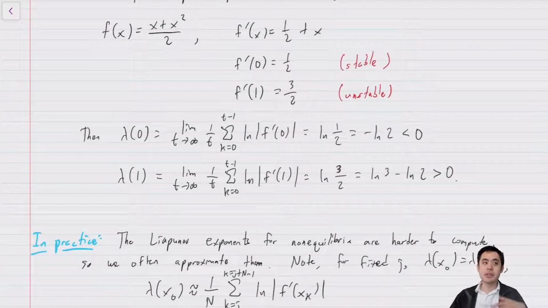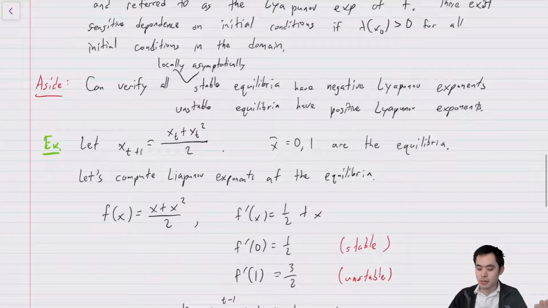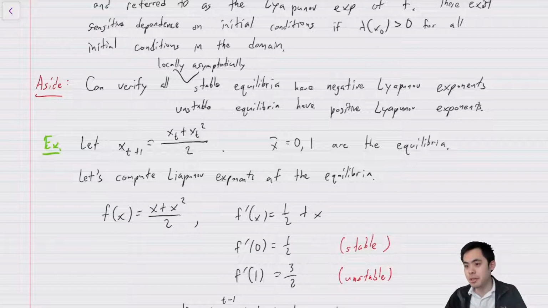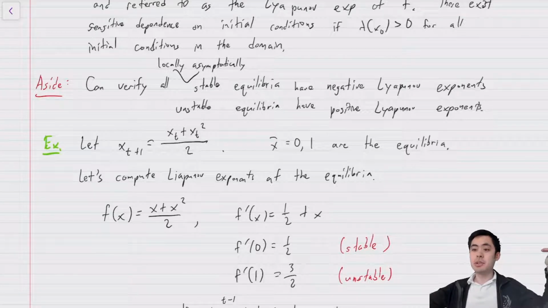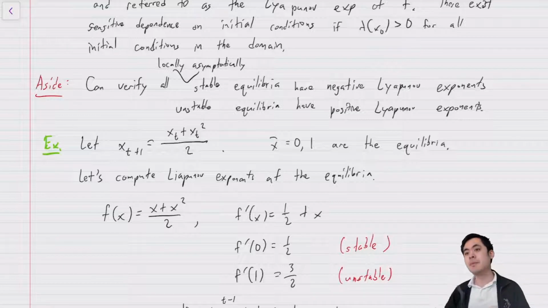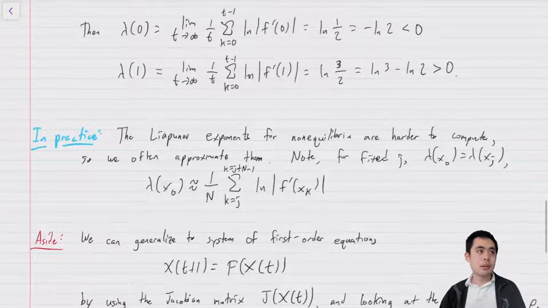Okay, and so it turns out in this particular case, our statement was actually true. So our stable equilibrium had a negative Liapunov exponent, and our unstable equilibrium had a positive Liapunov exponent, because for the locally asymptotically stable equilibrium, everything was getting closer. And so the negative Liapunov exponent sort of talks about this exponential closeness. Whereas in the opposite case, when the exponent was positive, well, then you go away exponentially quickly. Okay.